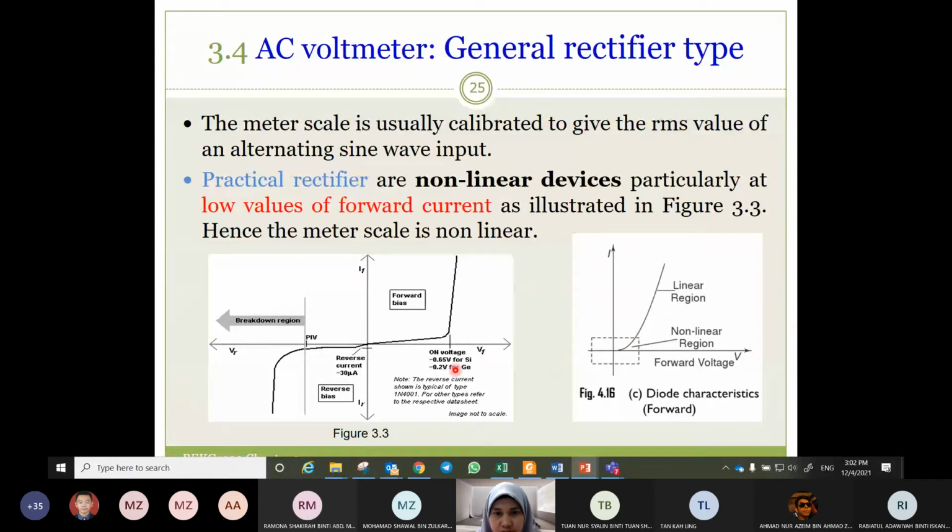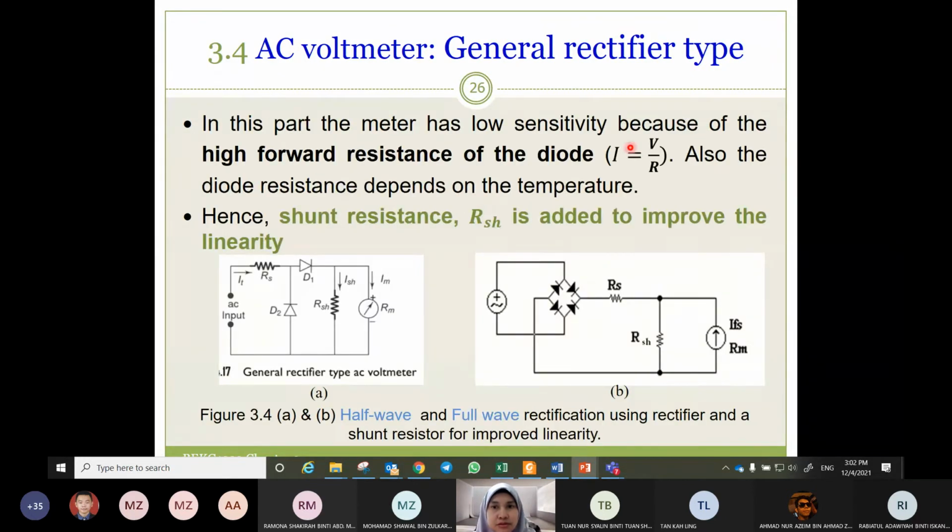After the on voltage of the diode, the current will become linear. This is linear region. This is non-linear region. Same for this. This is diode characteristic. Hence, the meter scale is non-linear as well. In this part, the meter has low sensitivity because of high forward resistance of the diode. Also, the diode resistance depends on the temperature. Hence, this is the point to be mentioned. Shunt resistance is added to improve the linearity.